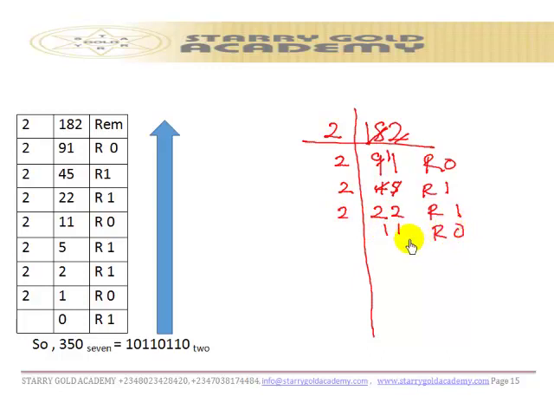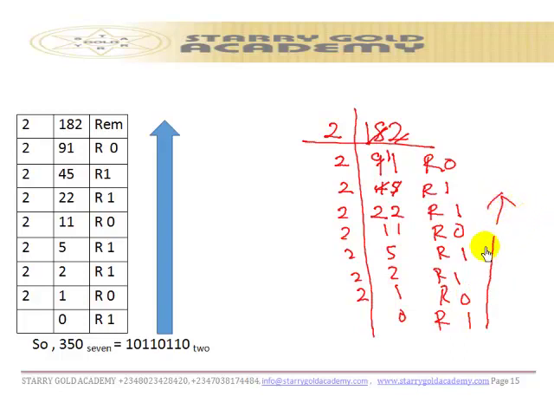No remainder, remainder 0. 2 in 11 is 5, remainder 1. 2 in 5 is 2, remainder 1. 2 in 2 is 1, remainder 0. 2 in 1 is not possible, so it's 0. Write your 1, remainder 1. And then what do you do next? Let's write our numbers from the base upward. We have 1, 0, 1, 1, 0, 1, 1, 0.